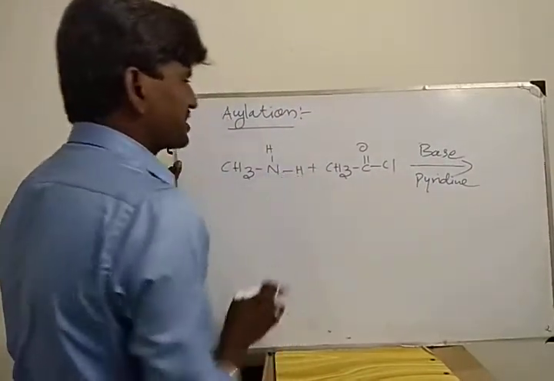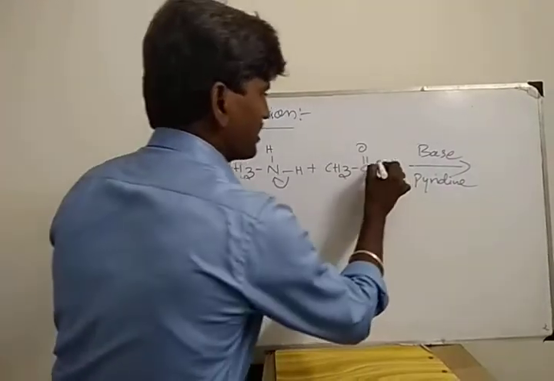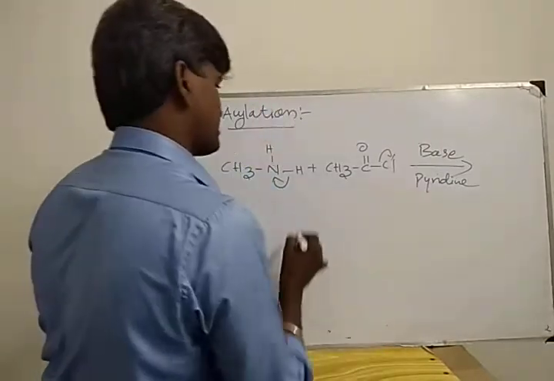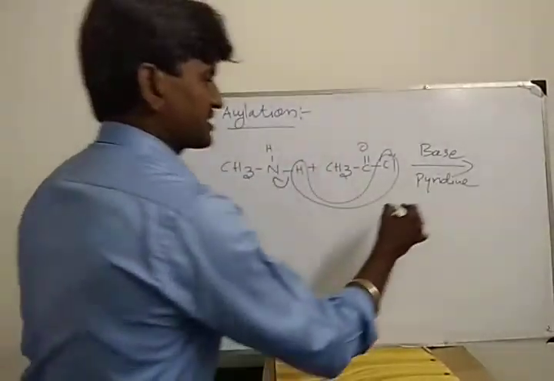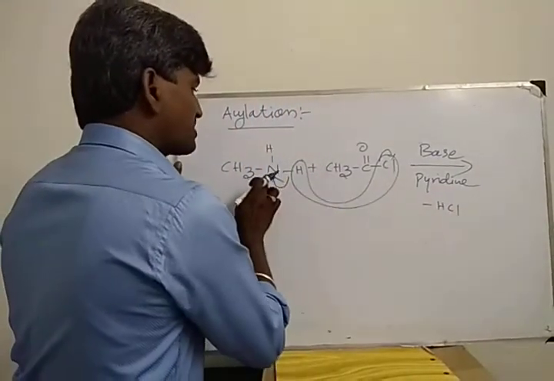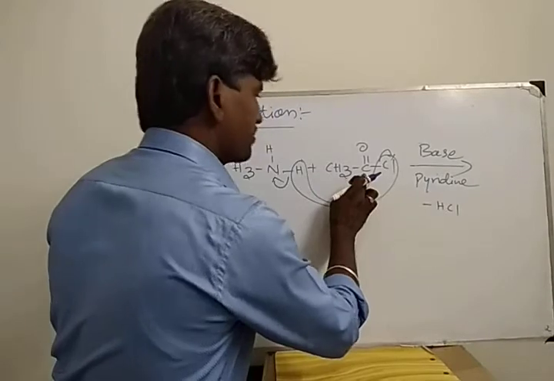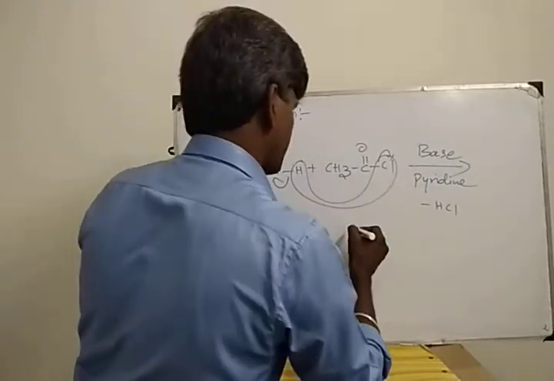Compare nitrogen and hydrogen. Which one is more electronegative? Nitrogen. Nitrogen takes one pair of electrons. Here chlorine takes one pair of electrons. H plus, Cl minus. HCl is removed. What's the charge of nitrogen? Minus. Carbonyl carbon plus. So bond formation between the carbonyl carbon and nitrogen.